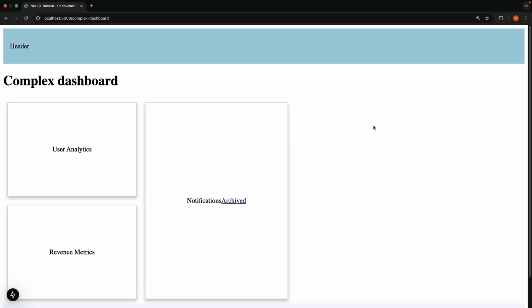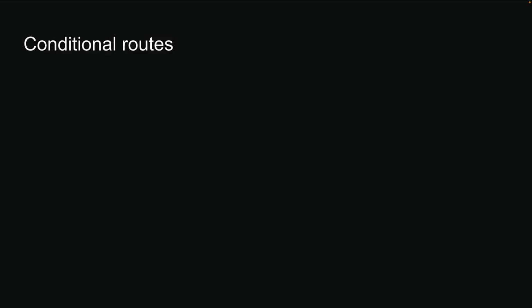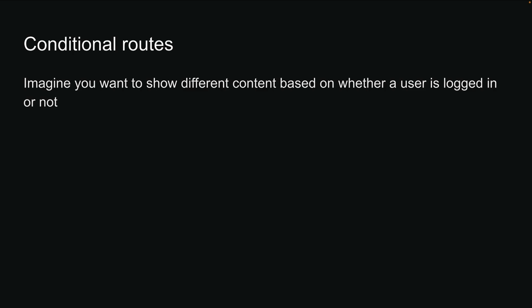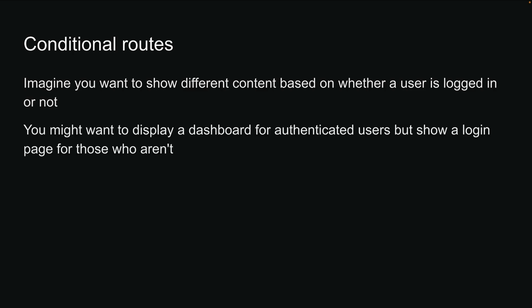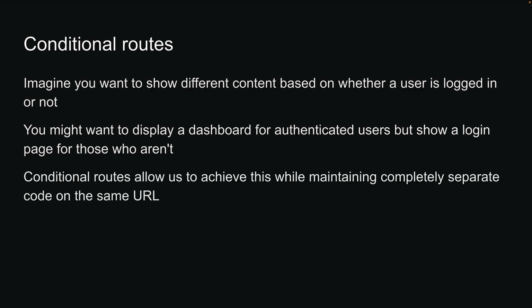In our previous exploration of parallel routing, we learned how to display multiple pages simultaneously in the same layout without changing the URL. Now let's explore conditional routes, another powerful feature that parallel routes enable. Imagine you want to show different content based on whether a user is logged in or not. You might want to display a dashboard for authenticated users, but show a login page for those who are not. Conditional routes allow us to achieve this while maintaining completely separate code on the same URL.